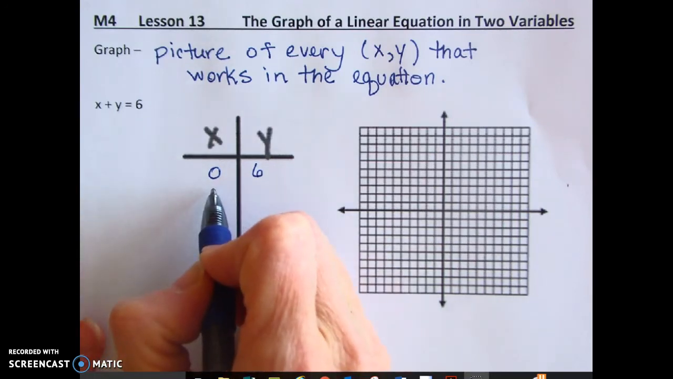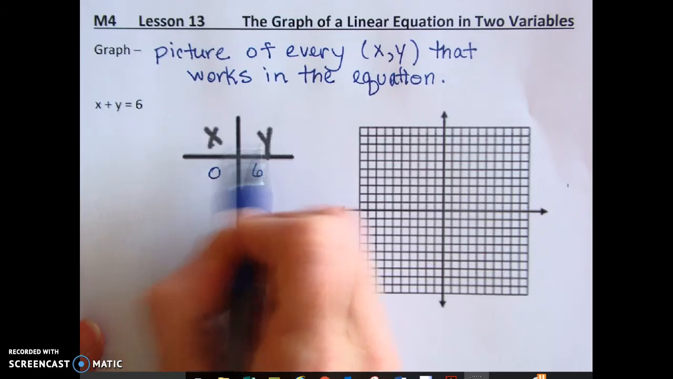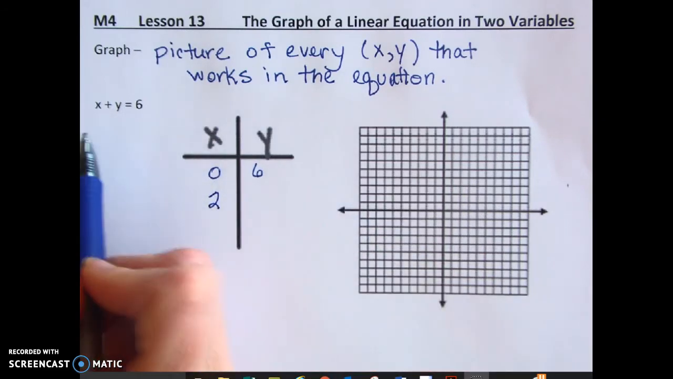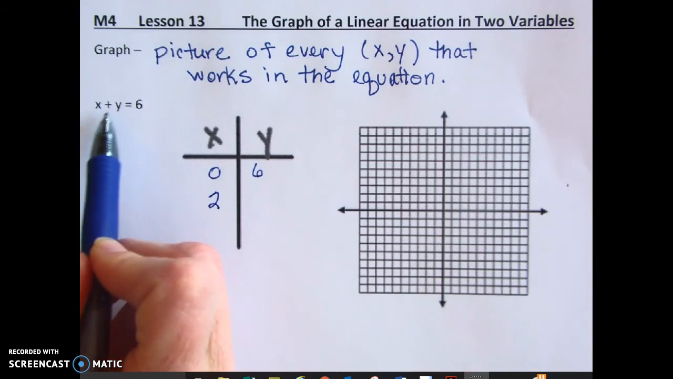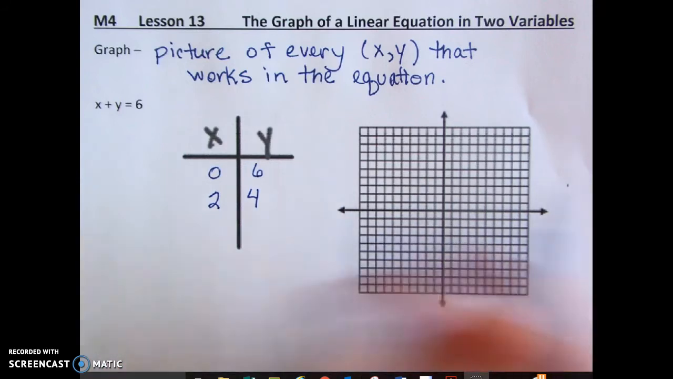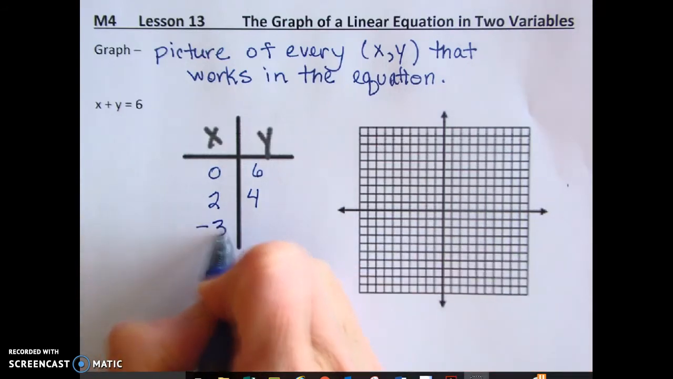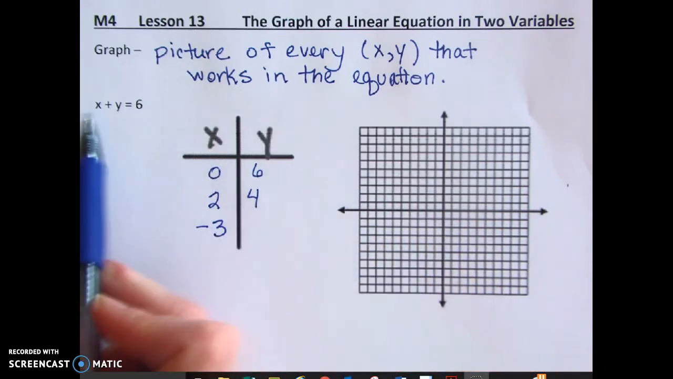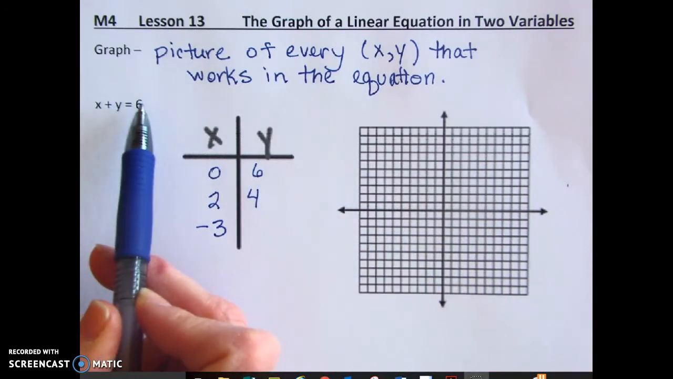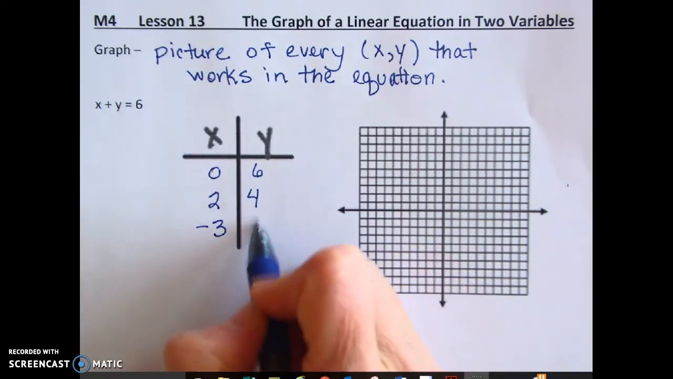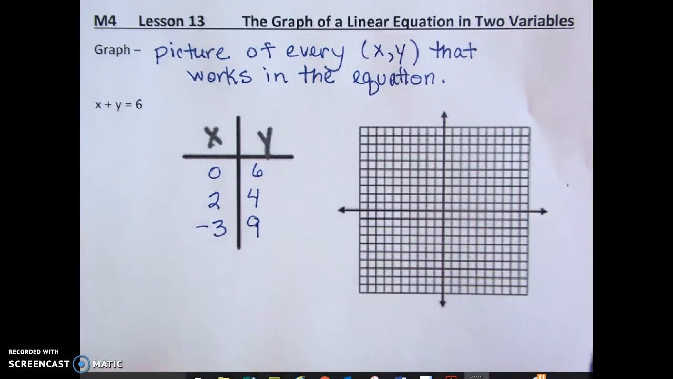Where am I getting these x values? Anything, as long as you're putting them in here and they add up to 6. So let's say x is 2. If x is 2, 2 plus 4 would have to be 6. And then I'm going to try a negative one, see if you guys can get this. If x is negative 3, what would I have to add to it to get a positive 6? Positive 9. If you add these two together, you get positive 6.